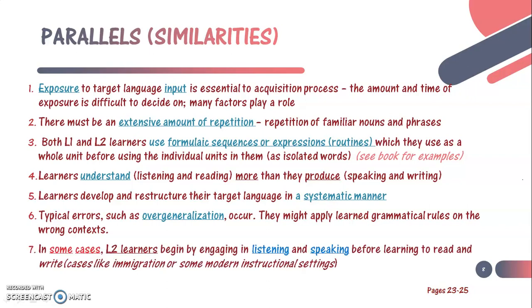Seven, in some cases, and just in some cases, L2 learners begin by engaging in listening and speaking. When does this happen? In cases of immigration or other modern instructional settings. We will be talking about such settings in later chapters. So please focus on this slide and keep all of these points in mind because we will be referring to them later in lessons about second language acquisition.